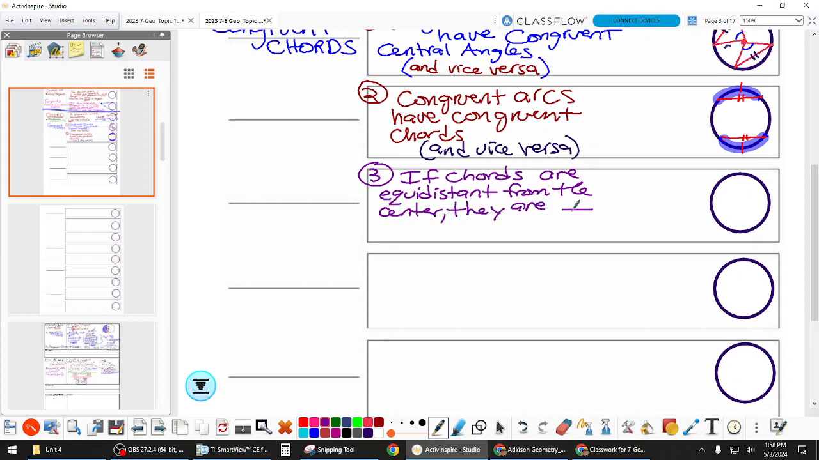heck is equidistant. Okay, if chords are equidistant from the center, they are congruent. That makes sense. If you are cutting a pizza and you slice it the same distance from the center, you each get the same amount of pizza, right? Think about that. From the center, the further towards the edge you go, if it's the same distance, it's going to be the same distance across the remaining part of the circle.